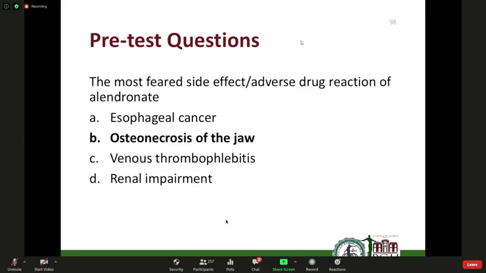Sorry, hindi ko na-erase. So the most feared adverse drug reaction of alendronate is osteonecrosis of the jaw. Esophageal cancer has also been known to happen, but ang nakalagay kasi most feared. Venous thrombophlebitis in the SERM as well as estrogen.